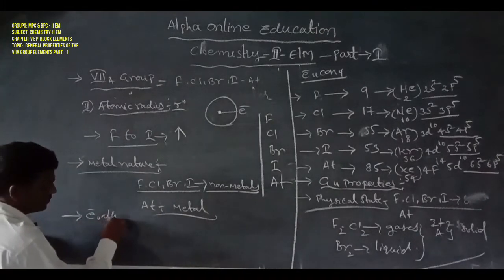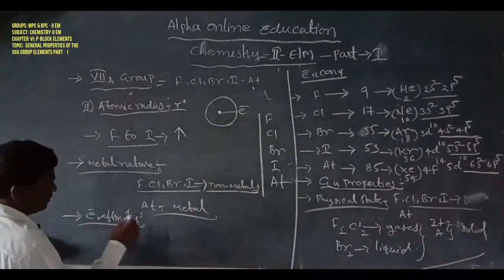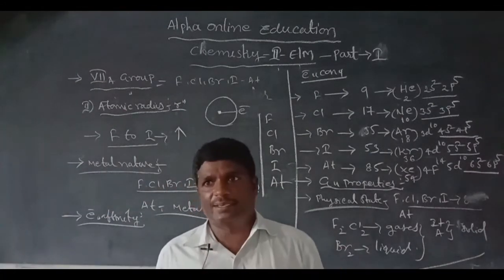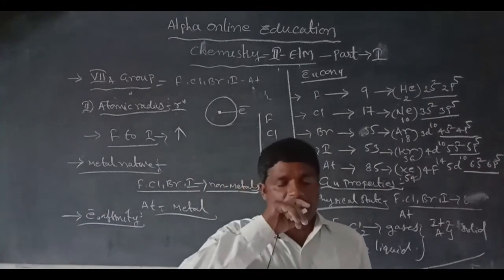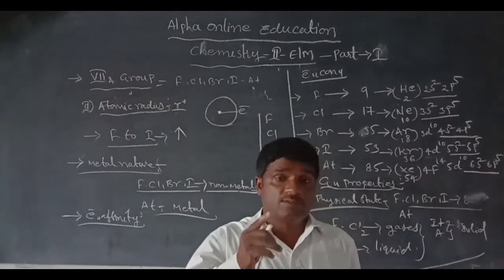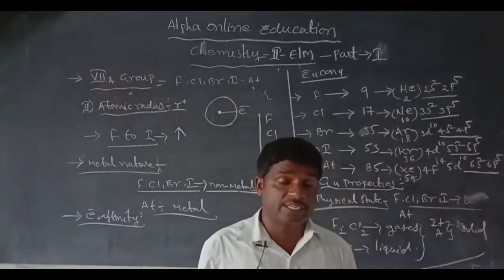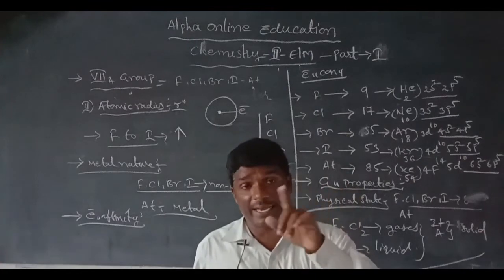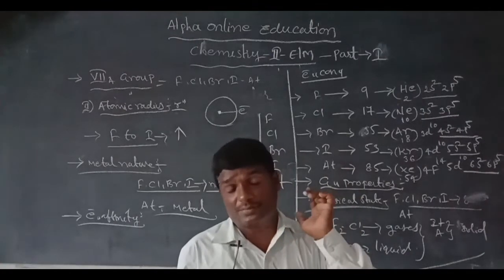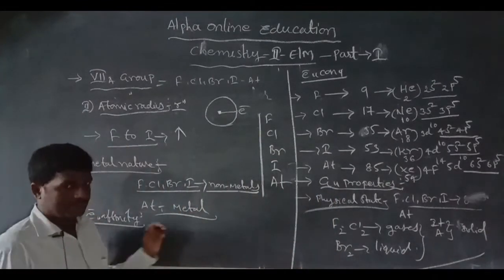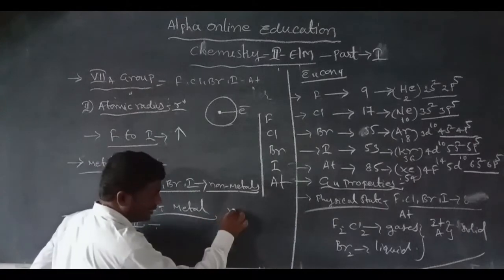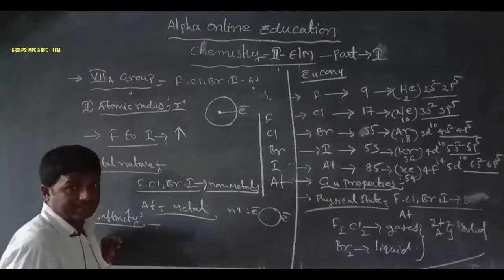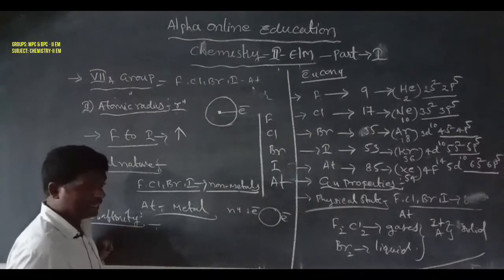Next, another property: electron affinity, EA. In any atom, when one electron is added to the outermost shell of an isolated neutral gaseous atom, that is called electron affinity. So in electron affinity, when one electron is added to the outermost shell, that is called electron affinity.